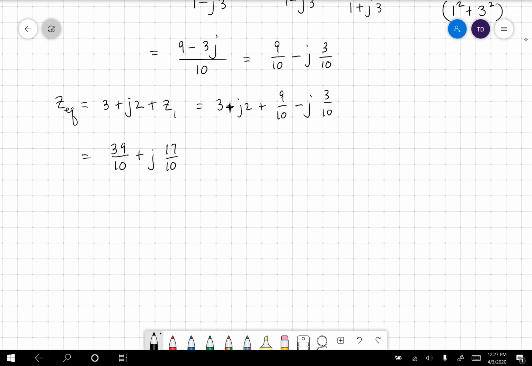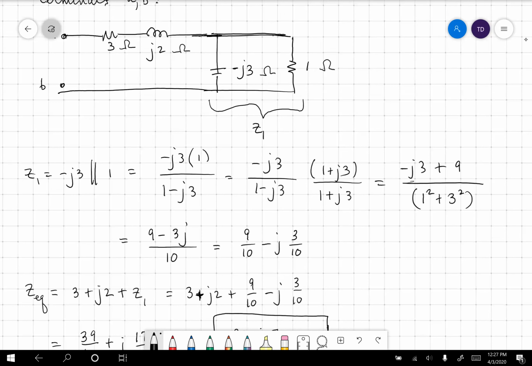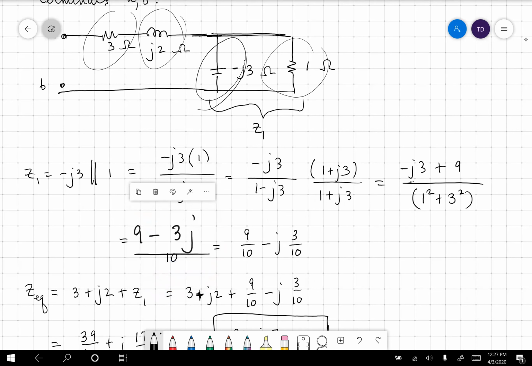So you can leave it that way, or you can write it this way. Equals 39 plus J 17 divided by 10. Your preference. And that's how we play the same game with impedances. Now look at what we just did. You've got to convince yourself. That was pretty awesome. We just took a component of a circuit. It had a capacitor, it had an inductor, it had resistors, and we added all of that together. Whoa, how about that? I didn't know I could do that.